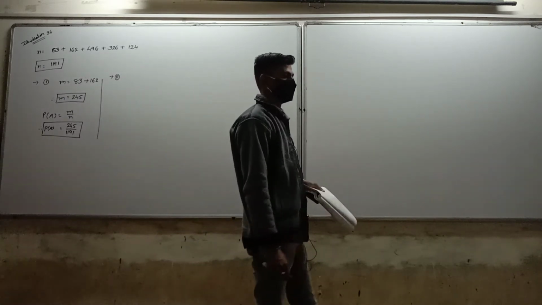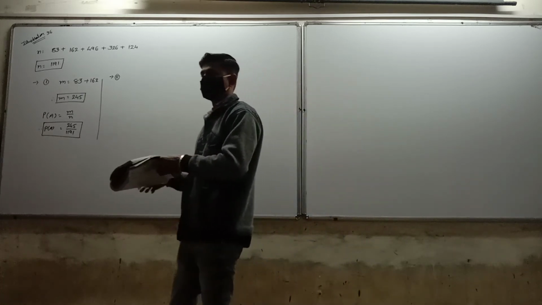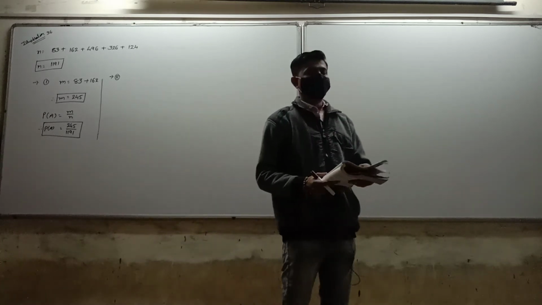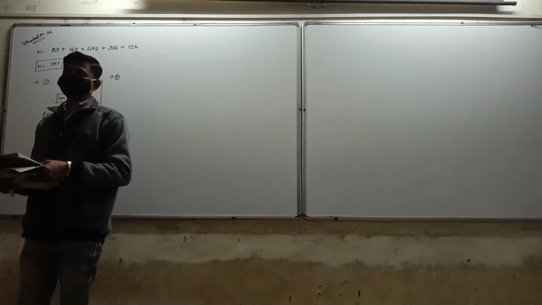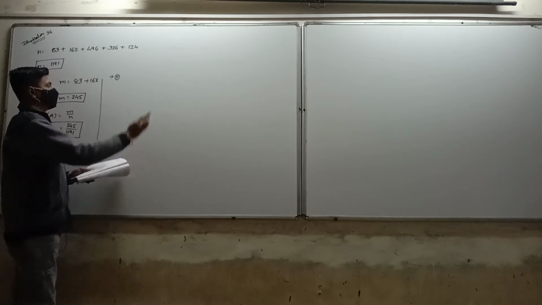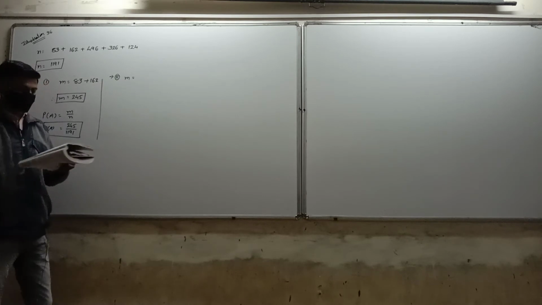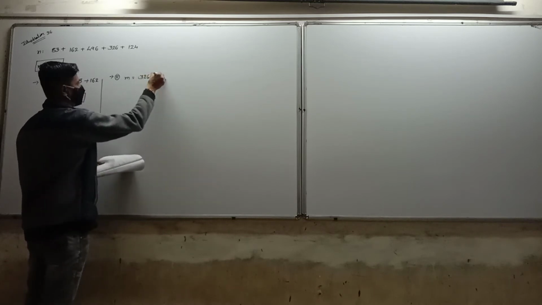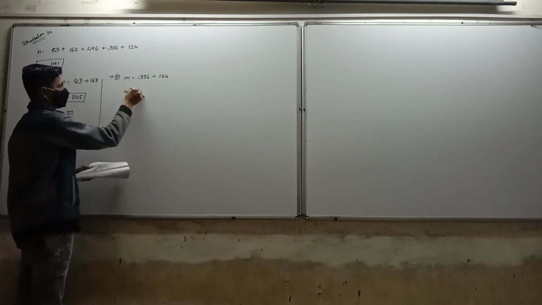Next, new line. Favorable outcomes of event B is, new line, M is equal to more than 60 marks, number of candidates 326 plus 124. So total M is equal to 450. Check it.